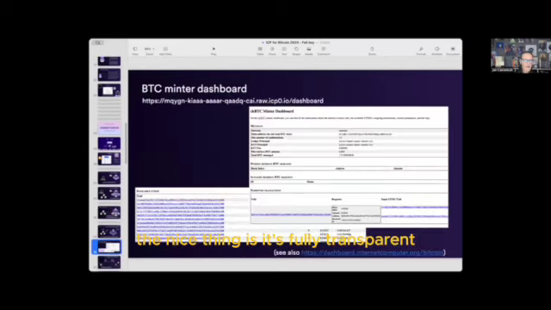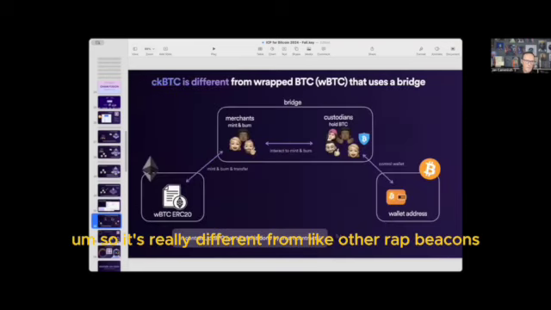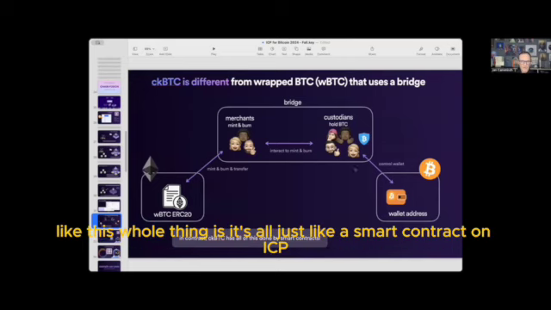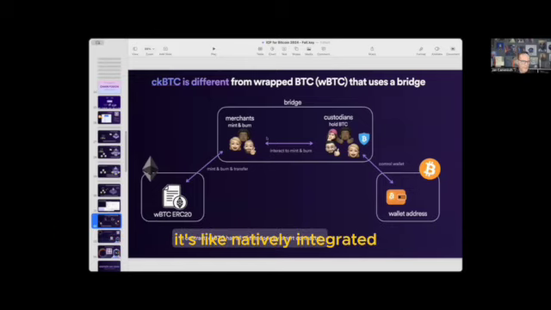The nice thing is it's fully transparent. So here again, this is the URL of that smart contract, and you can see all of the Bitcoin transactions that got in or out. You can see all the Bitcoin that it owns. Again, it's like a black hole smart contract that manages that Bitcoin for you. So it's really different from other wrapped Bitcoins, right? There's no custodians, there's no bridge, there's no merchants to do that. This whole thing is just a smart contract on ICP, so it's natively integrated.